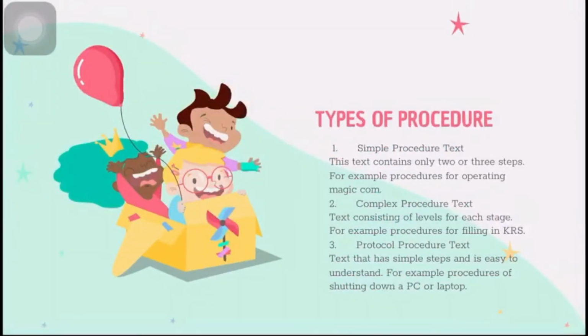Types of procedure. Number 1, simple procedure text. This text contains only 2 or 3 steps. For example, procedure for operating a magic comb. Number 2, complex procedure text. Text consisting of levels for each stage.